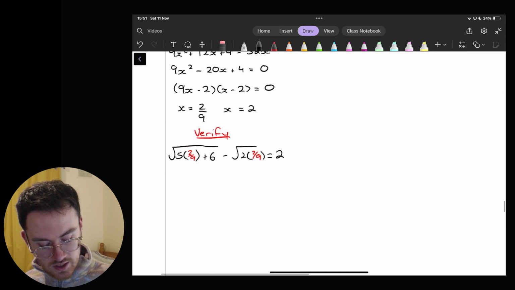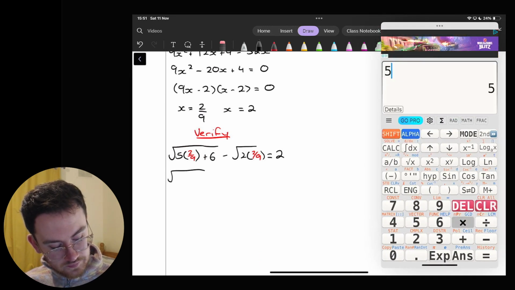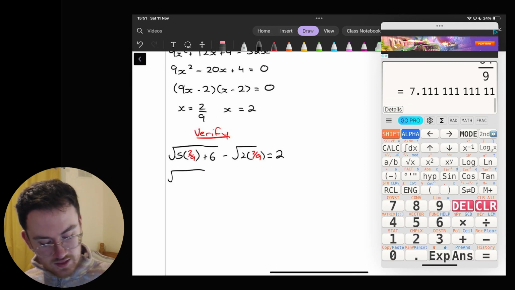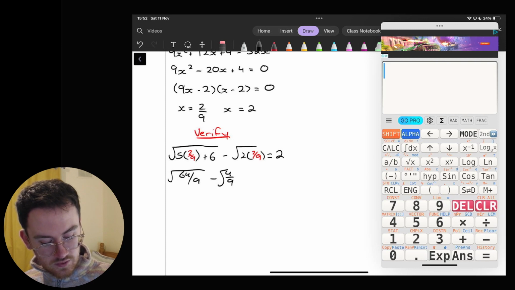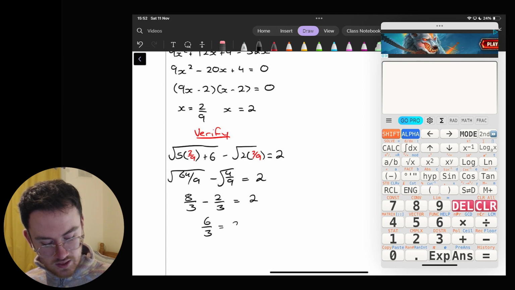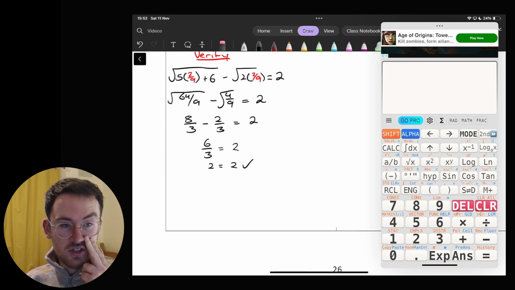Okay, so let's work it out. So 5 times 2 over 9, of course, is 10 over 9. Let's just double check. 10 over 9 plus 6 is 64 over 9. So square root of 64 over 9 minus, and that's going to be 4 over 9, square root of 4 over 9. And is that going to be equal to 2? Well, let's see. Square root of 64 over 9 is 8 over 3 minus 2 over 3 gives you 6 over 3, which is, of course, equal to 2. So 2 over 9 is a possible solution that we have here.